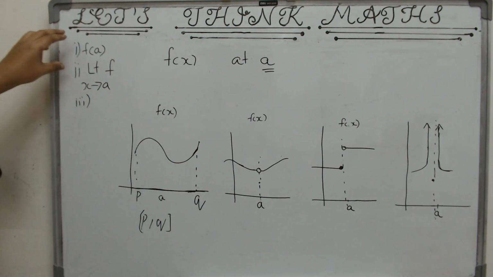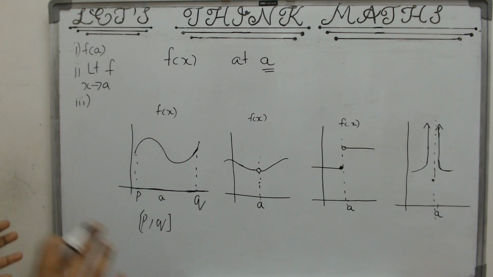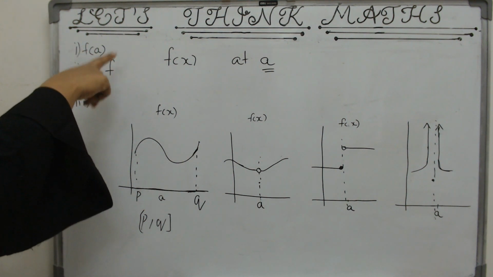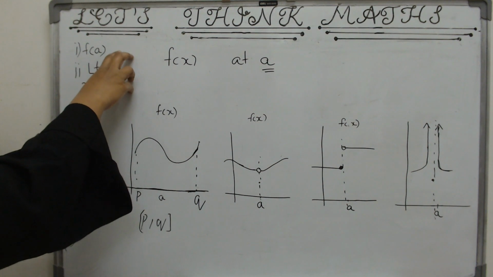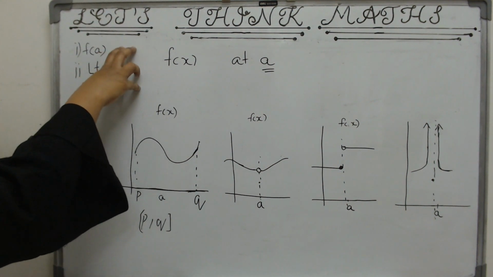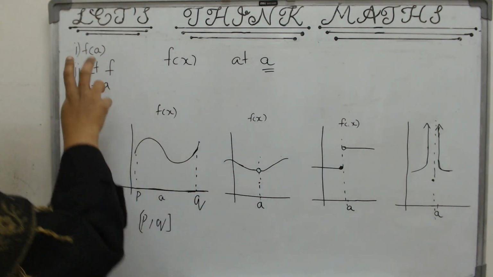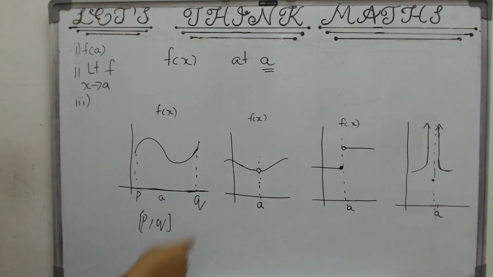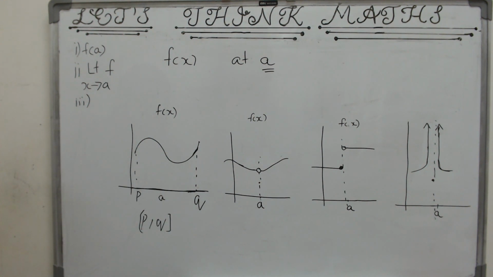Now, for each of the conditions, we will take examples and we will see counter examples and discuss them. When we discuss the places where the condition does not hold, you will see each one of these discontinuities. Now we go on to the first condition. What is the first condition? f(A) must be defined.